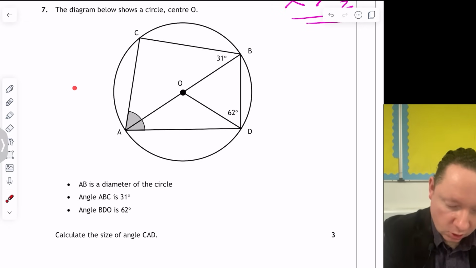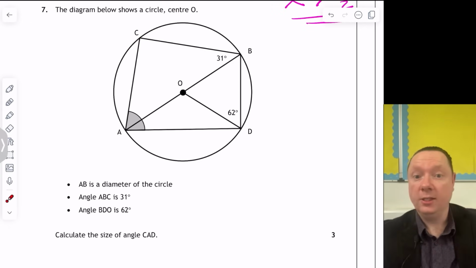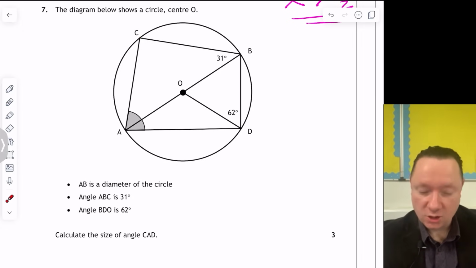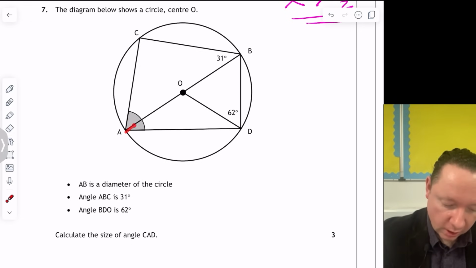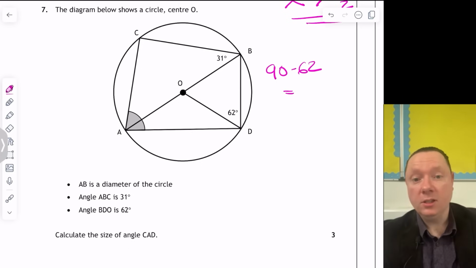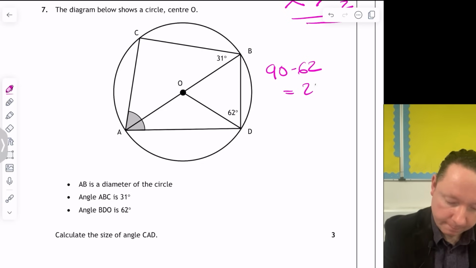There's no tangent because there's no line outside the circle, so no tangent meets a radius at right angles. So we're looking for isosceles triangles and right angle triangles inside the circle. So let's look for a right angle triangle to start with. If you've got a diameter, it makes a right angle triangle at the circumference. So there's a right angle there. So I can immediately do 90 minus 62. Use a calculator if you want. 90 minus 62 is 28, and I can write 28 in here.